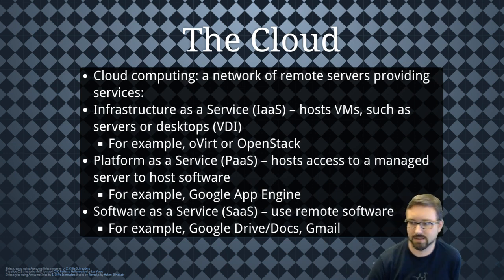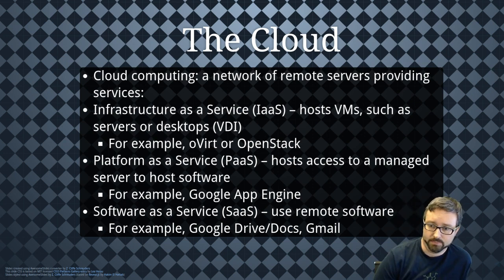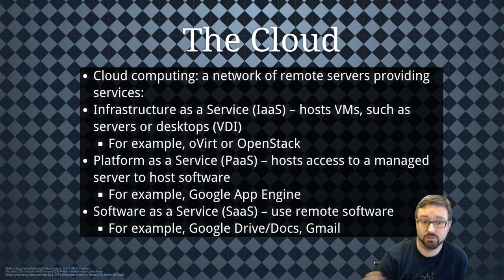So for example, we might have a virtual desktop infrastructure, a VDI system, and examples of that include oVirt and OpenStack. So our oVirt system that we have for Hacktivity is an example of infrastructure as a service. It runs entire virtual machines across a bunch of servers.